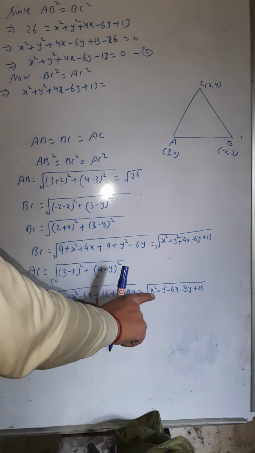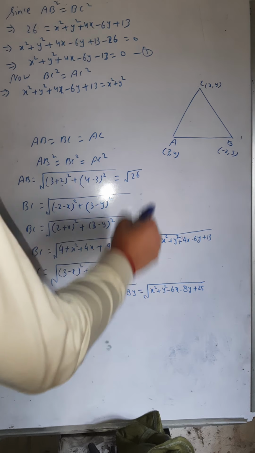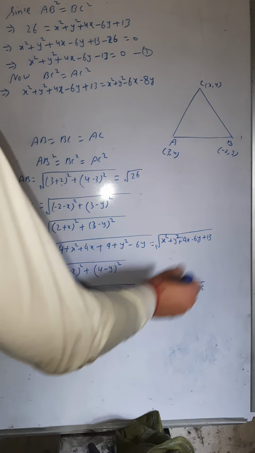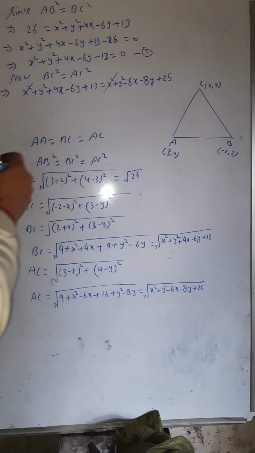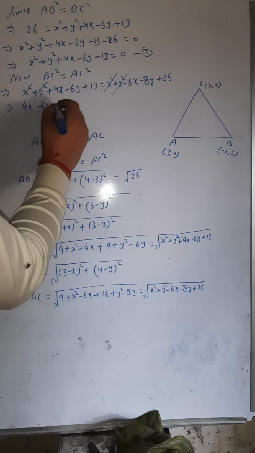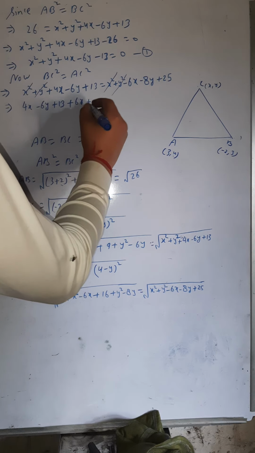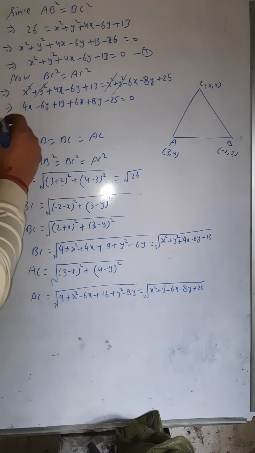AC square means the square root will be removed. So it will be x square plus y square minus 6x minus 8y plus 25. So x square will cancel each other, y square will also cancel each other. Okay. So now bring all things back here. So it will be 4x minus 6y plus 13. This minus 6x will come here, plus 6x, minus 8y plus 8y, plus 25 minus 25 will be equal to 0.